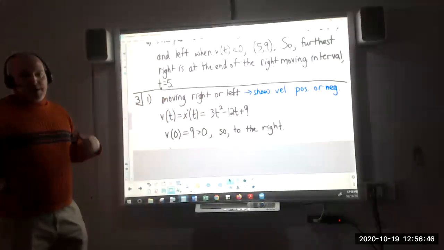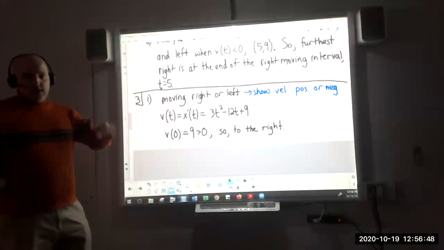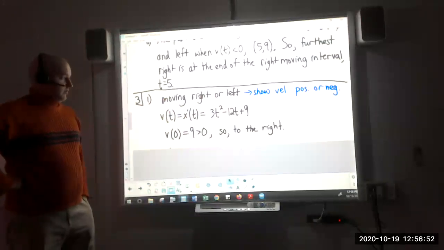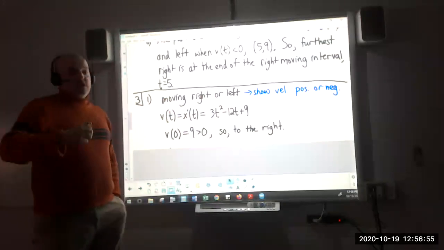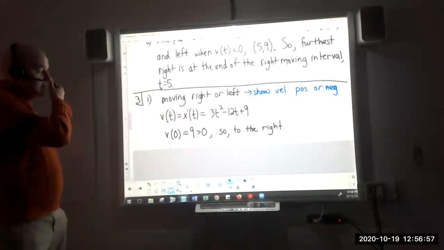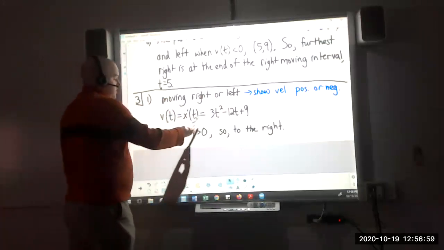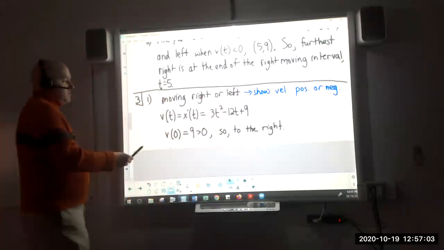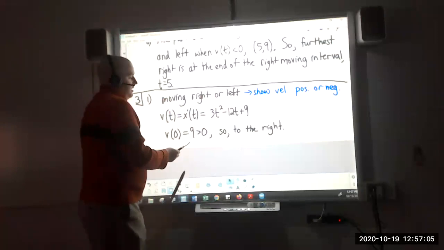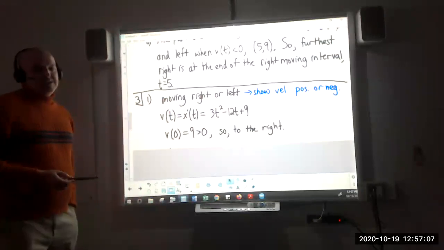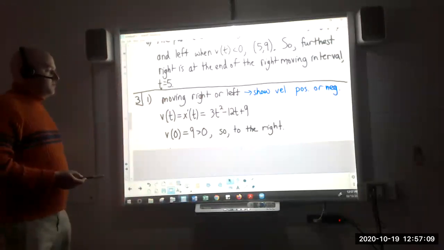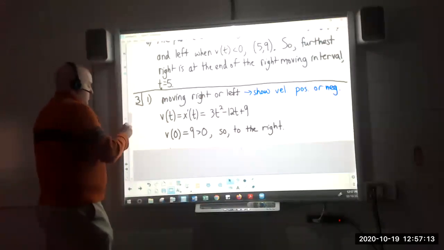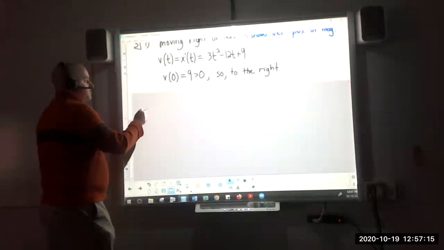And this connection comes from my recollection of the definitions we spent so much class time going over. So if you're moving right or left, you're talking about velocity being positive or negative, which means I need velocity, which is the first derivative of position. Then if I substitute 0 in, I get 9. Units here are undeclared, so I didn't worry about them too much, but I probably would normally. Since the velocity is positive, we're moving to the right again.